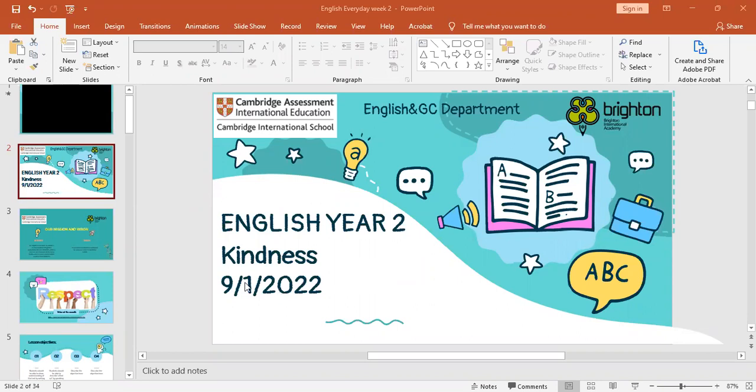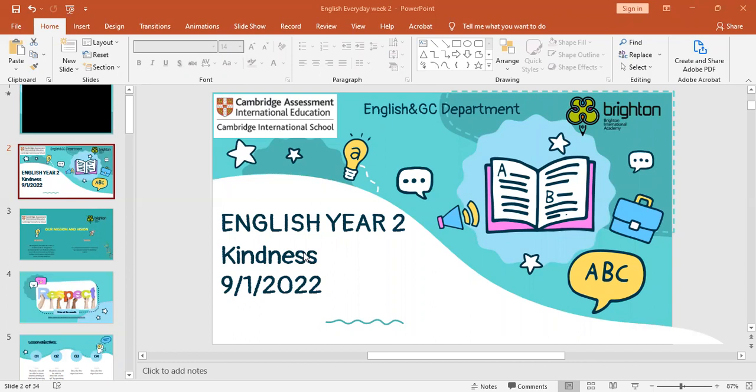Today being 9th of January 2022, our topic for today is all about kindness. And the materials we're going to use today are the student book, the workbook, and your notebook. Then, your pencils and your erasers, okay?